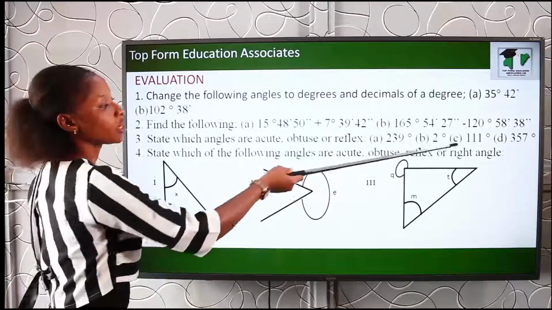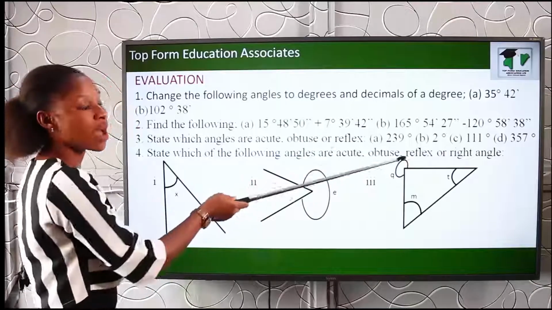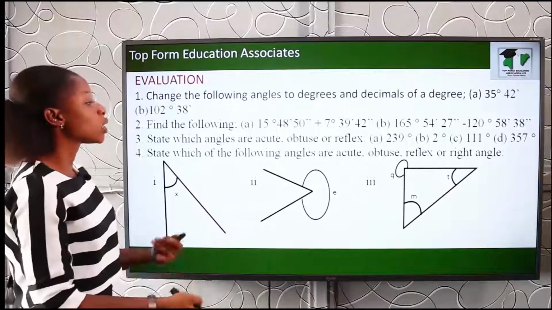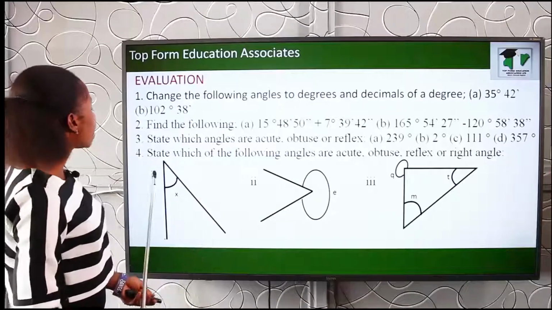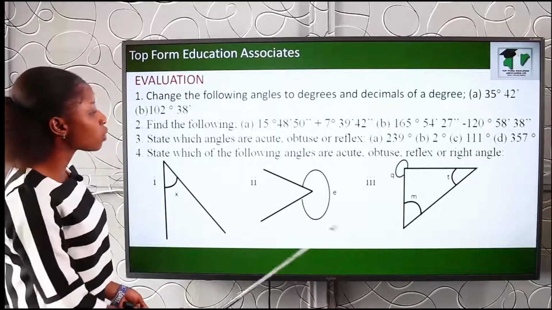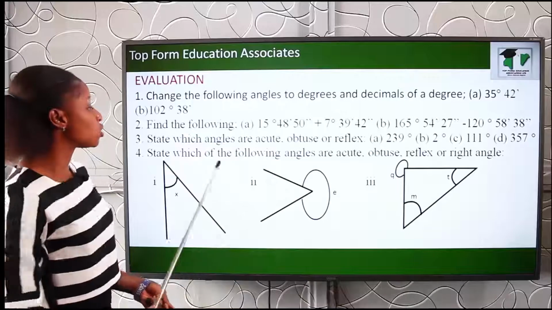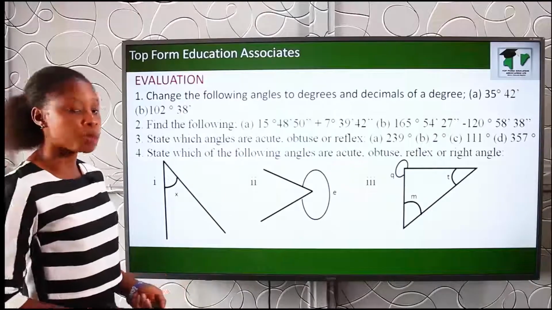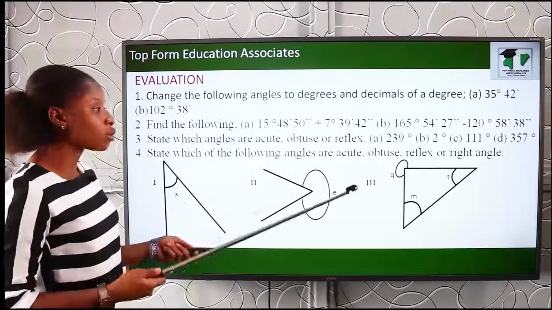So we have about 4 angles here. We have to state which ones are obtuse, acute, or reflex. Now we have, in number 4, we have diagrams. Okay, we have diagrams of angles here, and we are asked to do the same. We are asked to state which of them are acute, obtuse, reflex, or right angles.